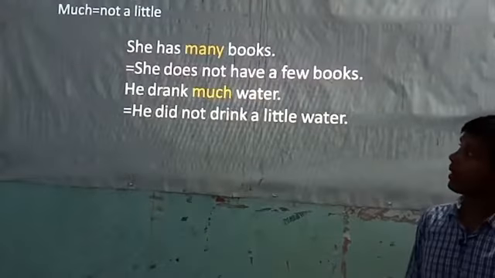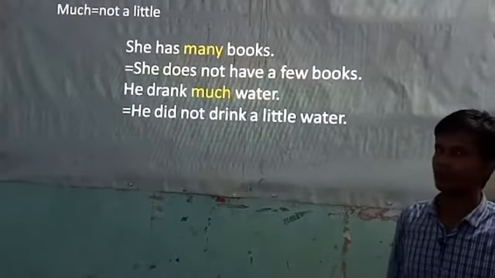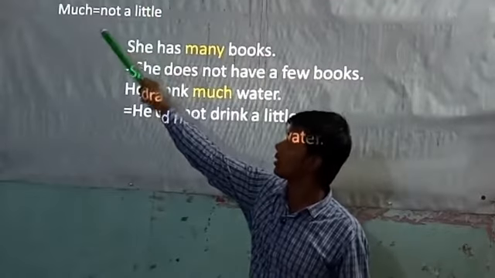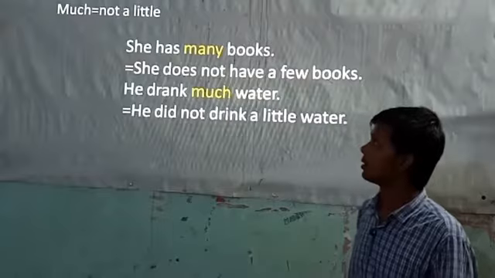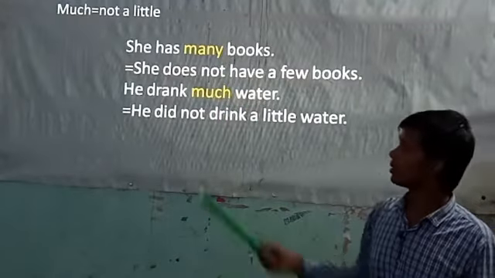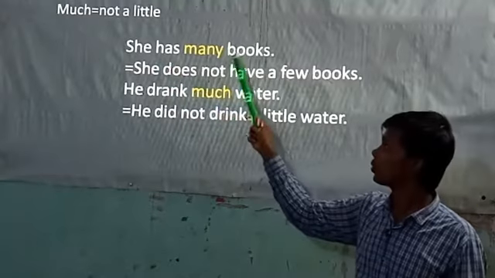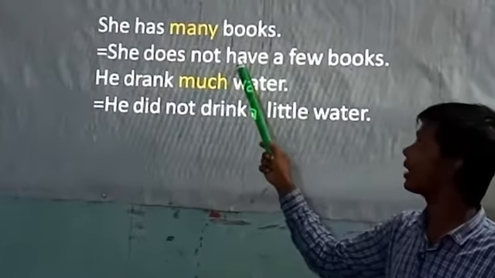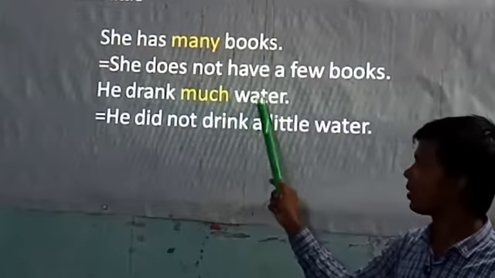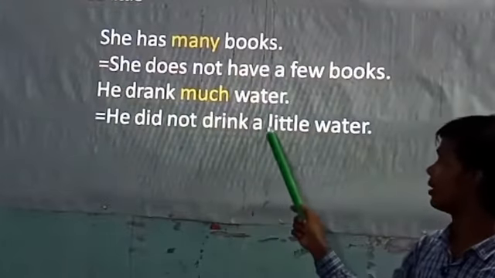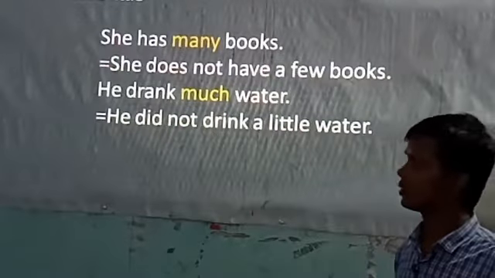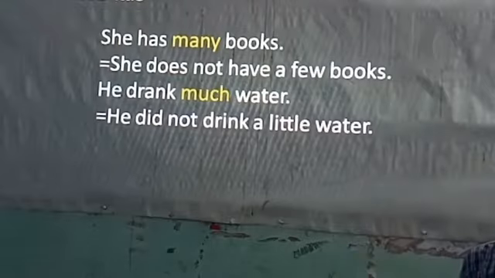Here's rule number 8. Many equals not a few, much equals not a little. So dear students, in place of many or much: she has many books, she does not have a few books. He drank much water, he did not drink a little water. If there is no auxiliary verb, you must write do, does, did according to person and tense.